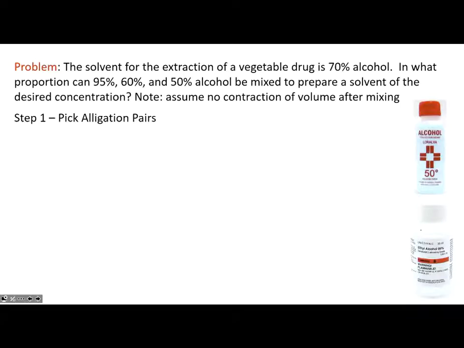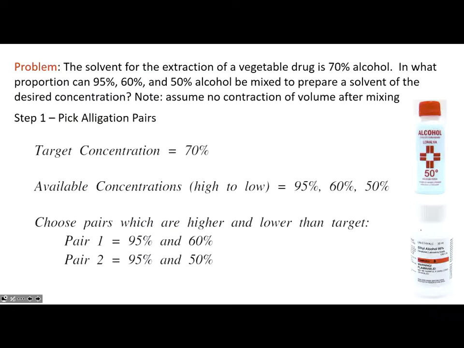If I ever give you a question that's got three or more ingredients to do in an alligation, step one is to clearly write your target concentration, because it's easy to get confused with so many different numbers. What is our target? What are we trying to make? 70%. Then list out the available concentrations. List out your ingredients, but put them in rank order. And I suggest going from high to low. So the three ingredients we have are 95, 60, and 50. So I know my target, and I know my three ingredients.